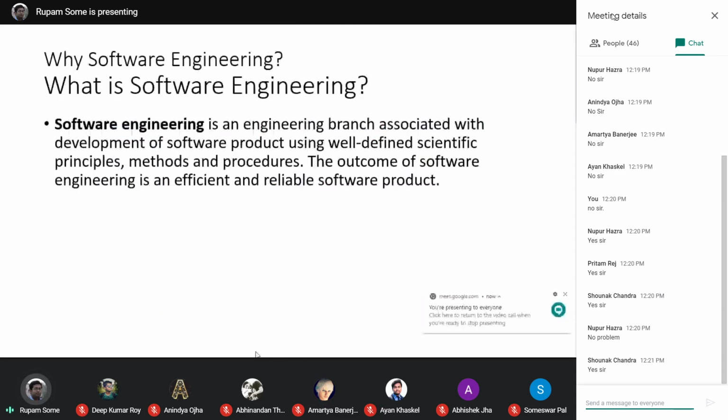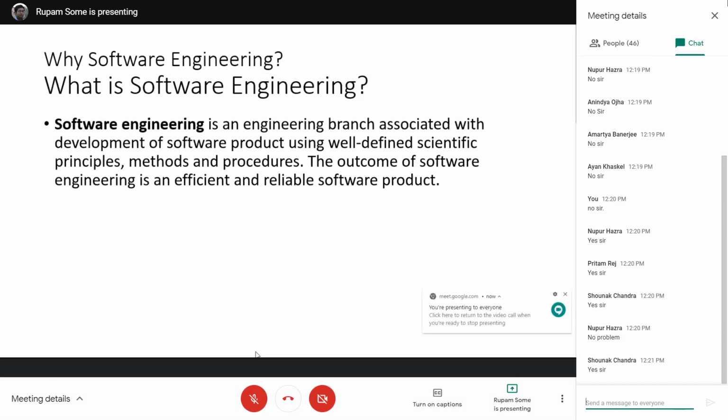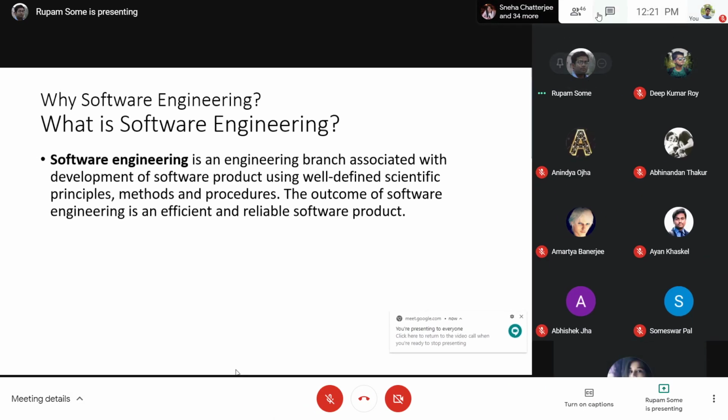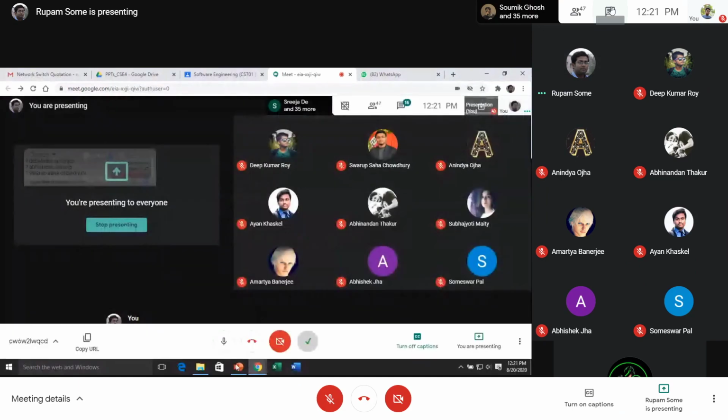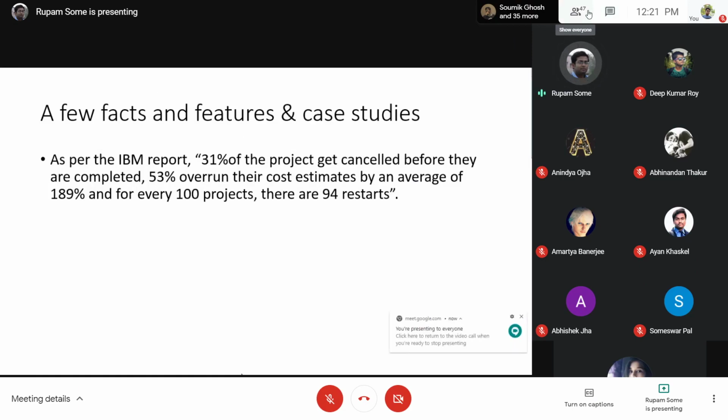So basically, whenever you will be developing a particular product, you'll be going through different phases. So basically, it's a layered approach. What are the layers that you'll be considering? That I will let you know. So let us move on to the next slides.